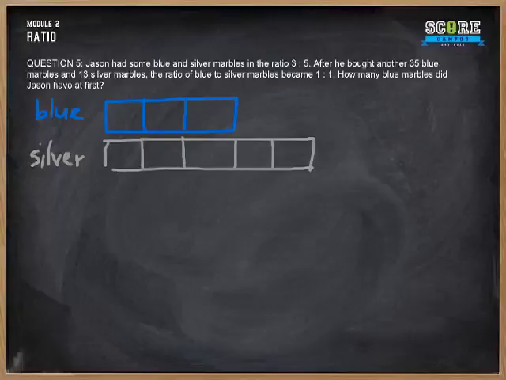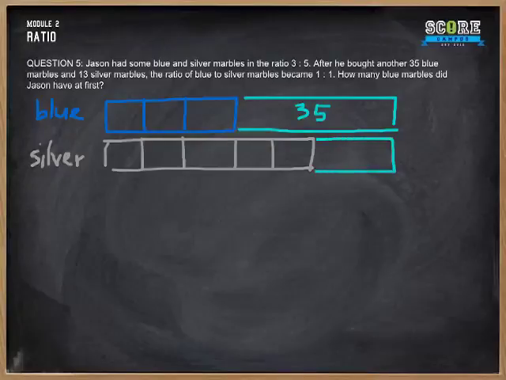After buying more marbles, the ratio became 1 is to 1. This simply means that the number of blue and silver marbles is now the same. So we can add to the model in this manner. Let's add. So he bought how many? He bought 35. Let's write 35 in there. Right, and then he bought how many more silver? He bought 13 more silver there. Okay. So before we move to step 3, let's draw this little thing over here.